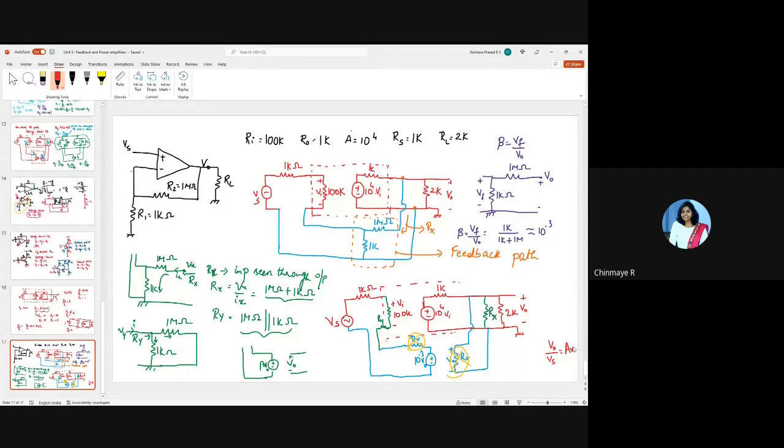Is that clear? So the next step that we are going to do is calculate the total gain of this amplifier with feedback. But before that, we already know what is beta. We have calculated it, right? It is 10 power minus 3. Now we will disconnect this feedback network from the open loop amplifier and calculate all the parameters of the open loop amplifier. Once we know all the parameters of the open loop amplifier, just dividing that by 1 plus A beta or multiplying that by 1 plus A beta will give us all the parameters of the closed loop amplifier. So that's what we are going to do next. Is it clear?